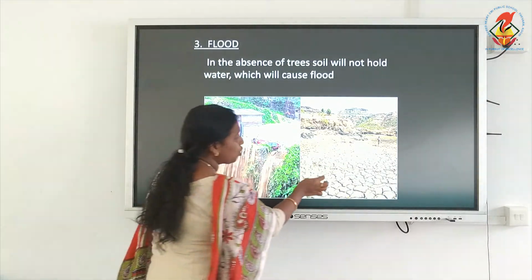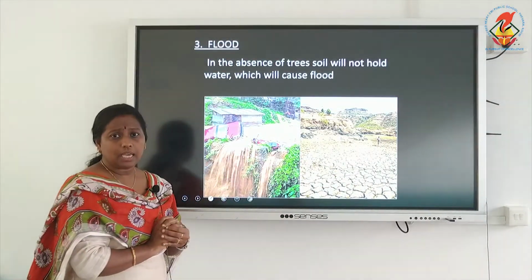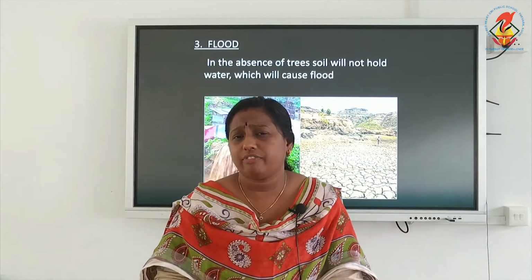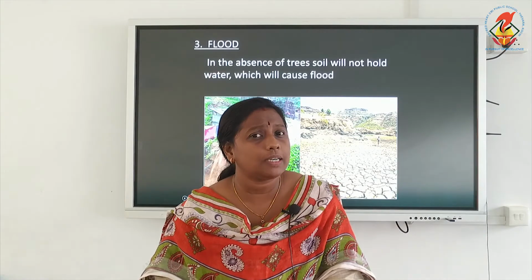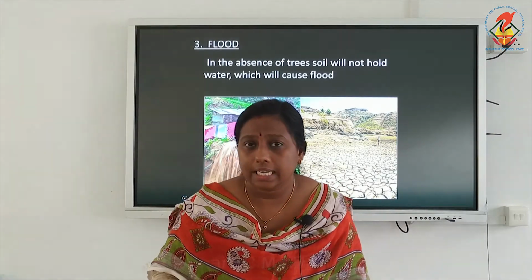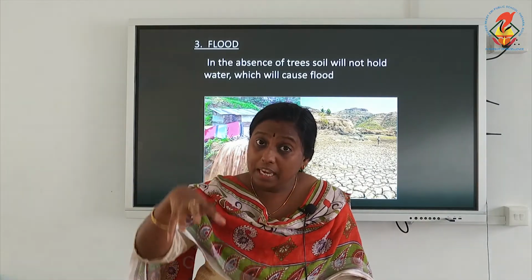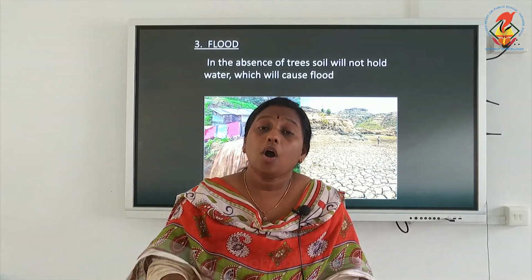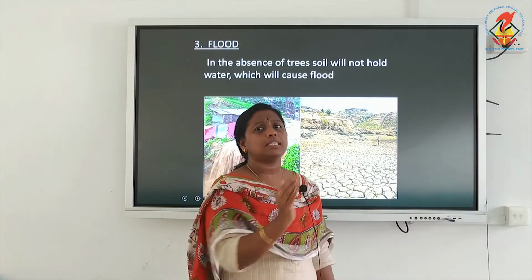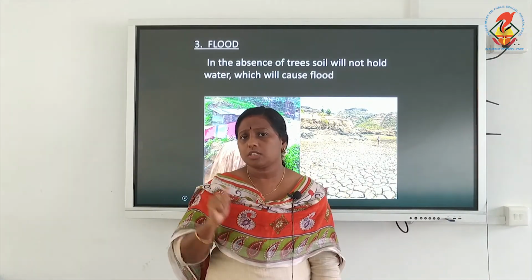Now, one more I want to explain. This is drought. It's the opposite of flood. Actually, this drought is also a consequence of deforestation. Now, how does this drought occur? You remember I told you when there is no forest cover in an area, the water which falls in an area will not go to the deeper layers. Instead, it will run off as surface water. That is what is called flood.